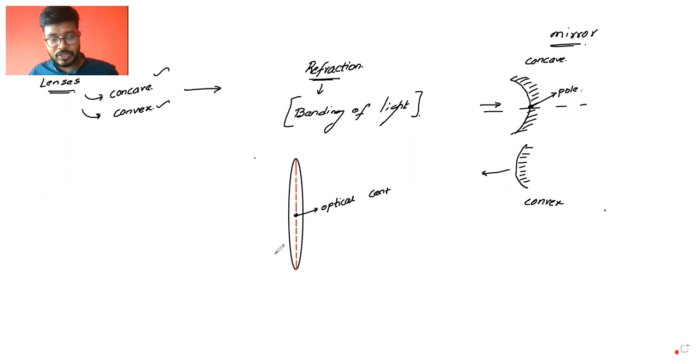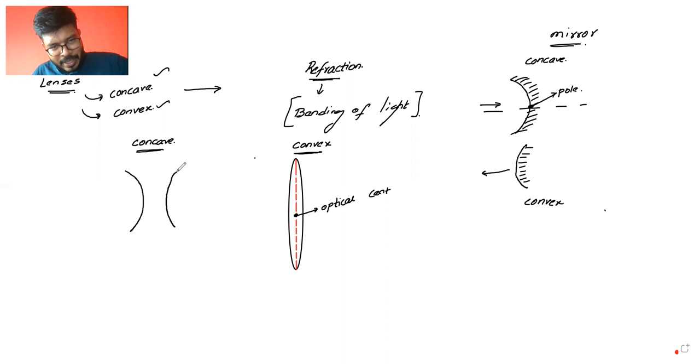Remember it. This is your optical center, and this lens, bulged on both the sides, we call your convex. And one more thing called your concave. If you see concave, it is bulged inward on both the sides, like this. Assuming I'm taking two lenses like this, that means two reflecting surfaces, both bulged inwards. When these two are matched together, it is nothing but your concave.